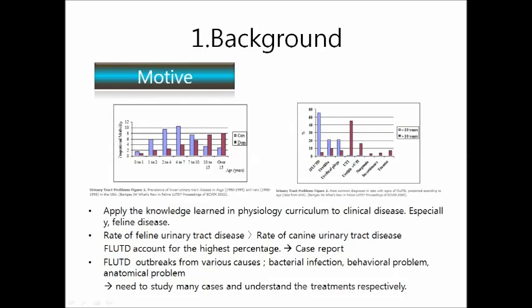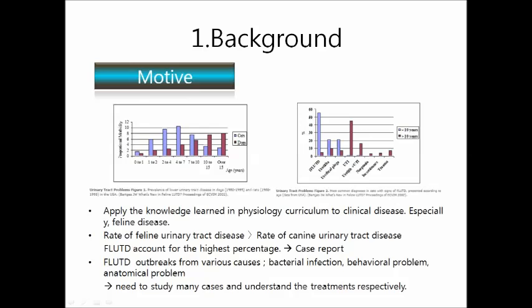We studied FLUTD. To begin with, I will explain why we selected this topic. So far, we learned physiology within the theoretical boundary. Now we try to study clinical disease, especially feline disease. Because the focus of the veterinary curriculum is mainly on dogs, we may learn about cats only roughly. We'd like to study highly occurring diseases in the real clinical field. So we decided to study urinary tract disease because of the higher rate in cats than dogs. And FLUTD accounts for the highest rate in feline urinary tract disease. Therefore, our topic is FLUTD.